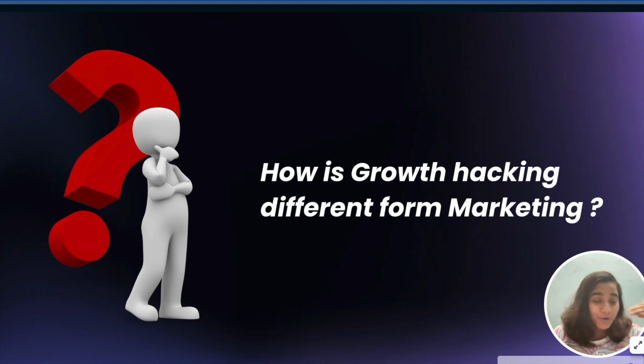A growth hacker would work in awareness, acquisition, and a lot of other stages until he gets to revenue, retention, and even referrals. That's exactly the difference between growth hacking and marketing. But this is just a very top-of-the-funnel view. We'll deep dive, and you will have a better understanding of how growth hacking and marketing differ as we go through this session.